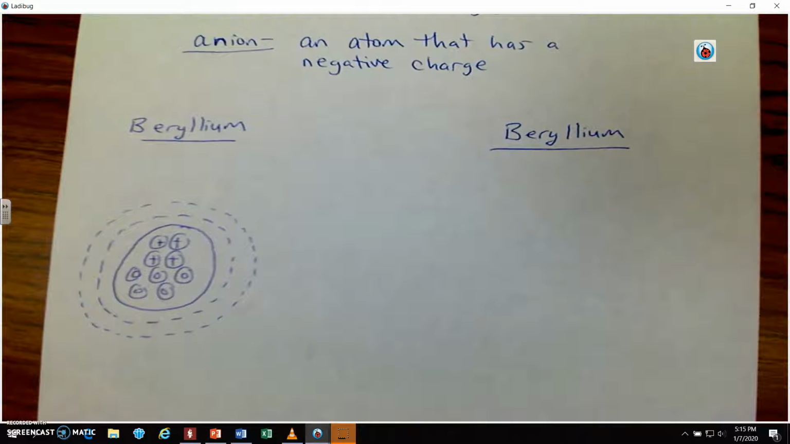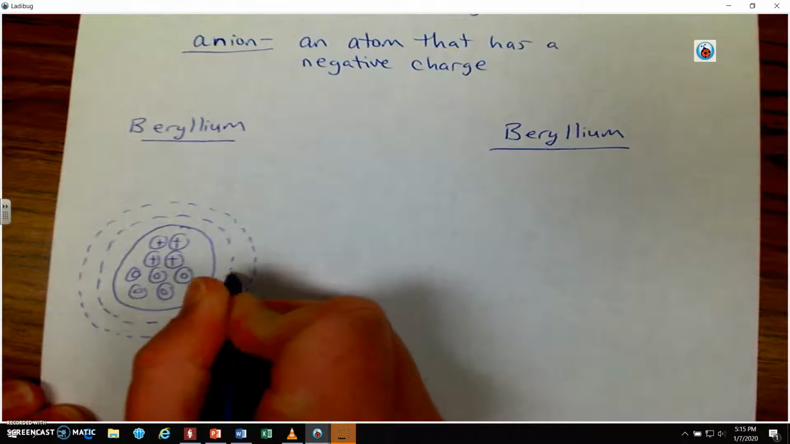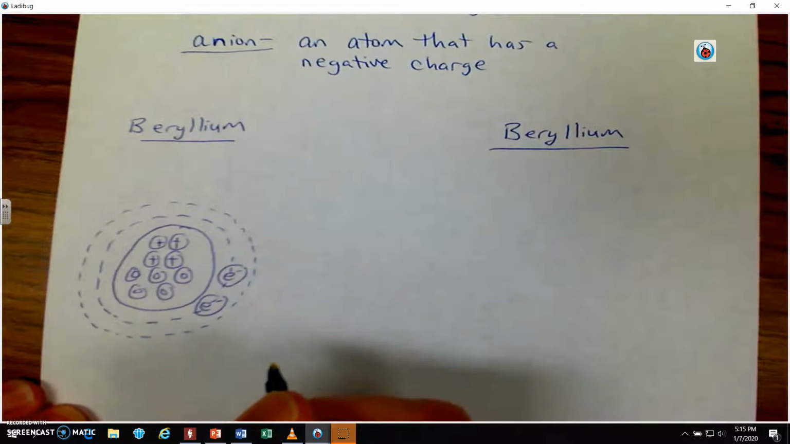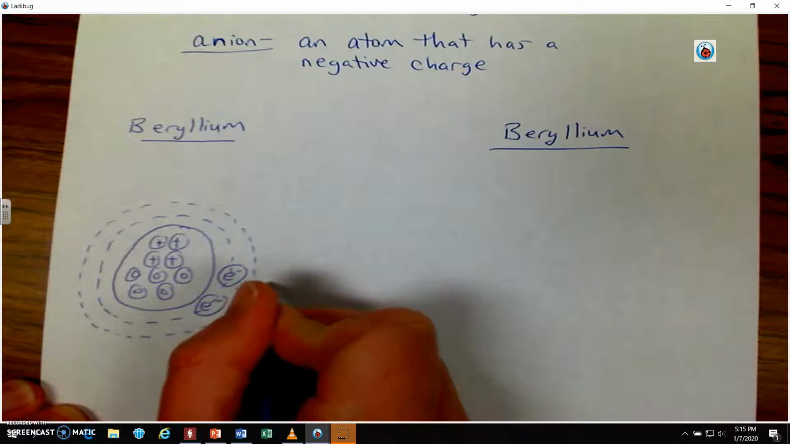With our neutral atom of beryllium, we had 4 electrons. But now, instead of having 4 electrons, I'm only going to put 3. And remember, we cannot put all 3 electrons on the first dotted circle. We can only put 2 on the first dotted circle. So I'm going to put an electron here and an electron there, and I'm going to put my third electron on the second dotted circle.